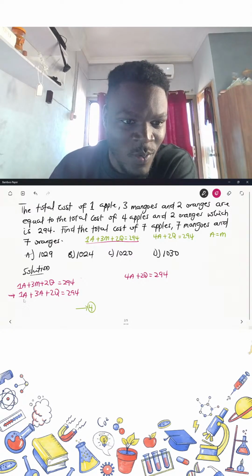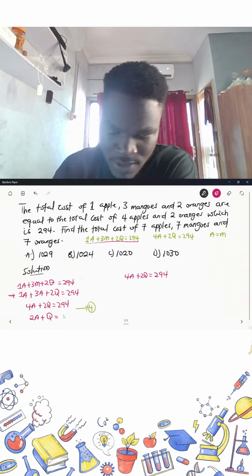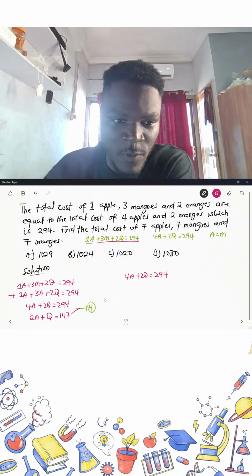So 1A plus 3A will give me 4A plus 2Q is equal to 294. And then if I divide both sides by 2, I'll get 2A plus Q is equal to 147. So this becomes our equation 4.